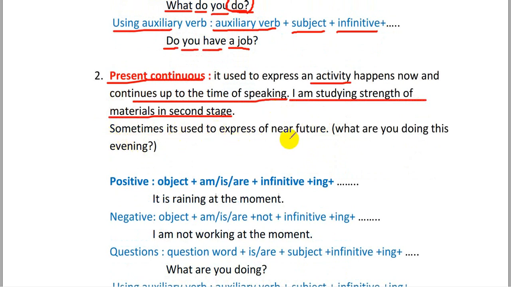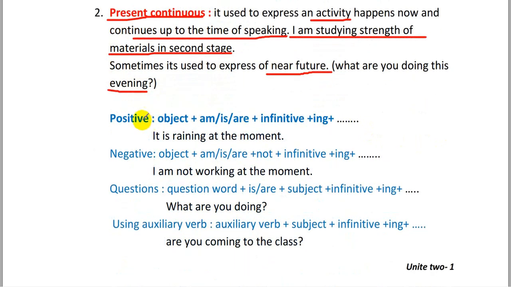Sometimes it's used with expressed near to the future. عادة ما نستخدمها مع التعابير اللي تشير إلى المستقبل القريب. For example, what are you doing this evening? This evening, that means هذا المساء. That means لم يحن وقت المساء لكنه سيكون قريب جدا. في هذه الحالة نستخدم present continuous أيضا.